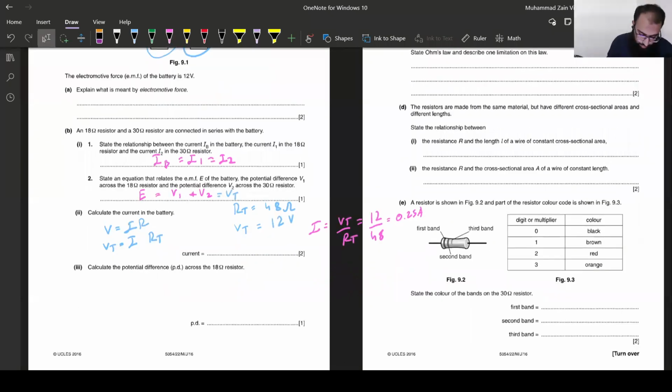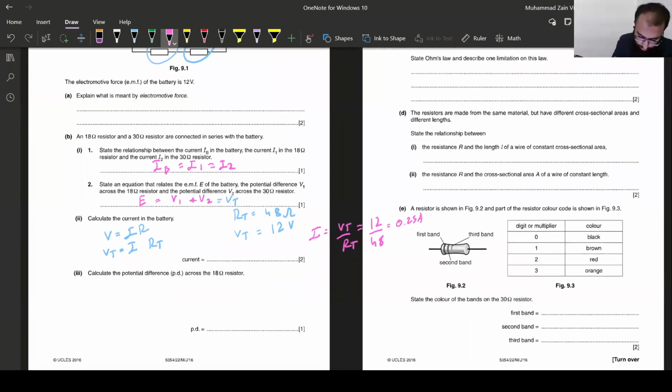Now I need to find the potential difference across the 18 ohm resistor. So again I use the formula V equals IR, but this time I'm not using the total voltage nor the total resistance. What I'm doing is V1 equals I times R1. This is just an example of how the same formula could be used in multiple ways. Depending on whether it is the resistance of the total circuit or the resistance of just a single component, the potential difference comes out accordingly. So this is something important. Do keep this in mind.